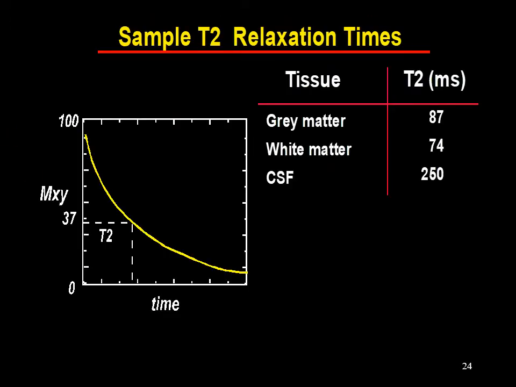This slide shows the T2 relaxation times of tissues found within the head. Gray matter typically has a T2 value of approximately 85 to 90 milliseconds, white matter 70 to 75 milliseconds, and cerebrospinal fluid around 250 milliseconds. Many of the pathologies that we see in the head, such as brain tumors, have T2 relaxation times of 100 to 120 milliseconds. This is true of many other diseases too, like stroke, infection, and demyelination.